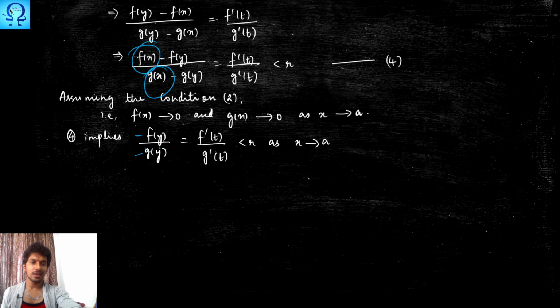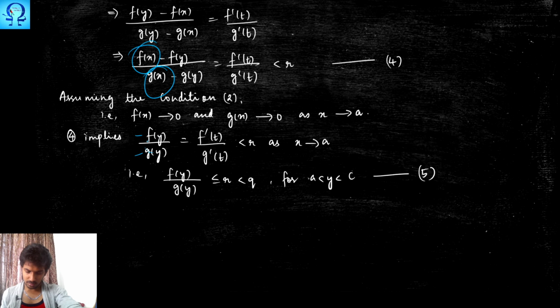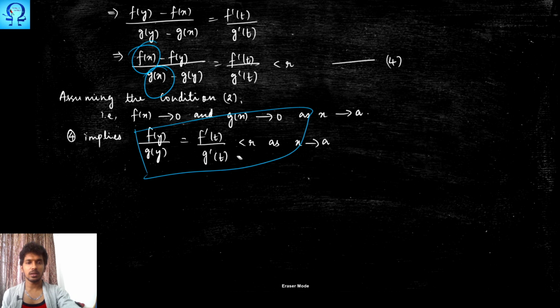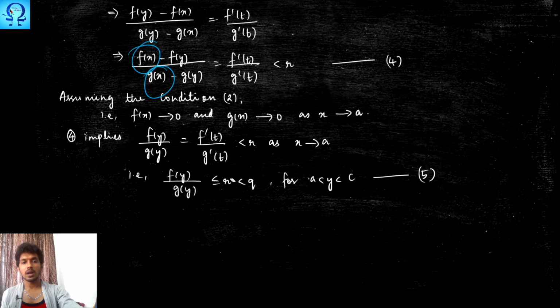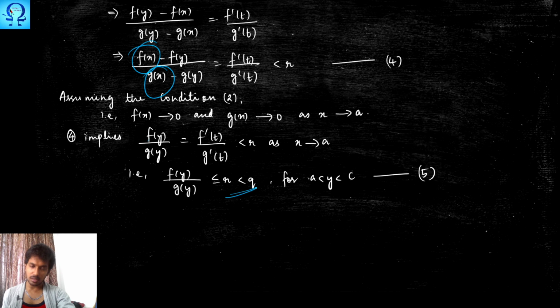This minus and minus get cancelled out, and we are left with this quantity. So with this, what shall we conclude? As f of y upon g of y is smaller than or equal to r, which is smaller than q, for some y between a and c, because we have chosen a, b here, x, y here. In between we have chosen some t. Actually we have c, which is between these things. Yes, this is what we have done, right? So between a and c we have some y such that this happened. So that is what we have written.